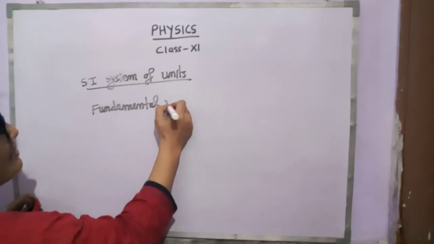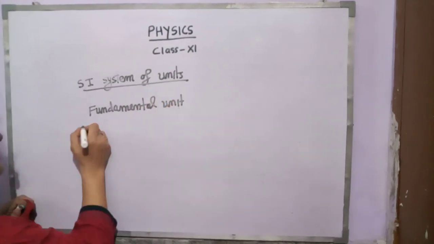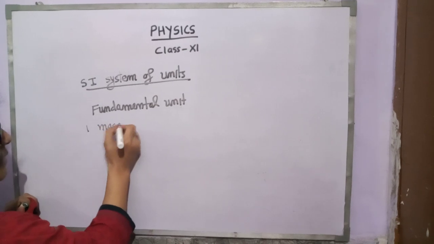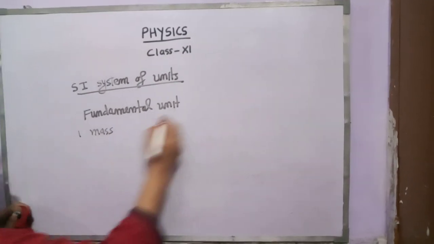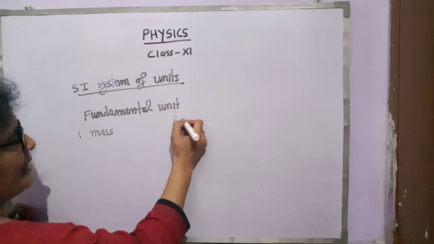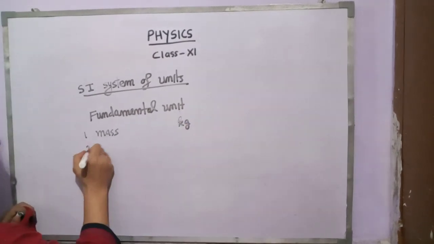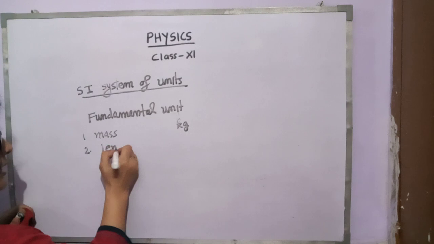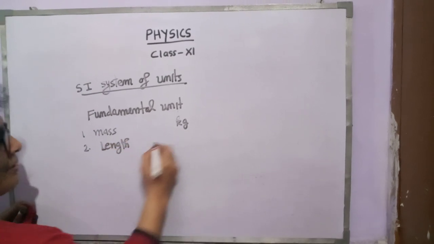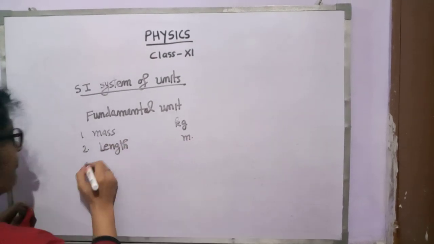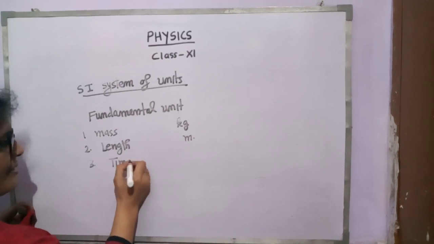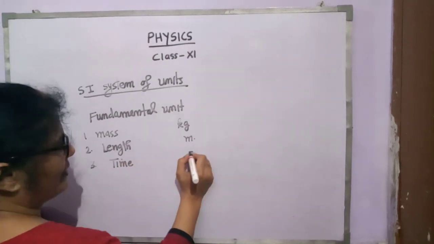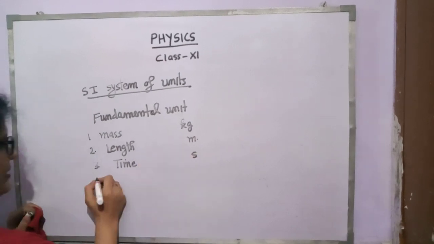Fundamental units. Number 1, mass. The unit of mass is kilogram. In symbolic form we write kg, with k small. Number 2, length, that means meter, its symbol is small m. Number 3, time, that is represented in second and the symbol is s.